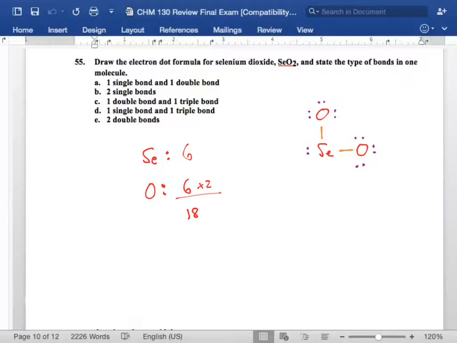Our favorite underwater animal. Octet rule. Octopus. I don't know why that's our favorite. Well, it's our favorite because it starts with oct.